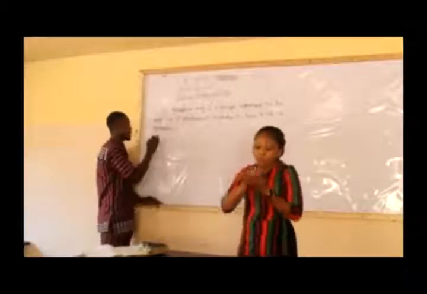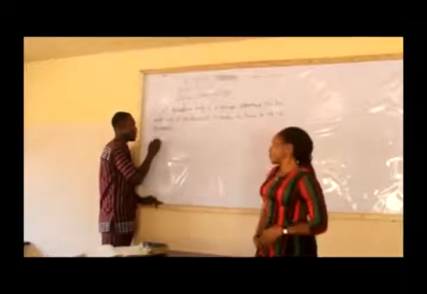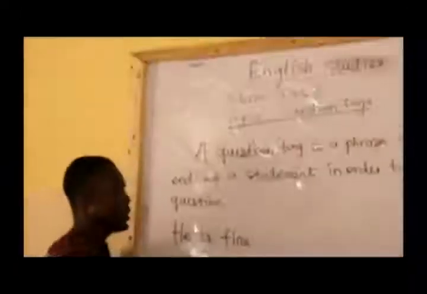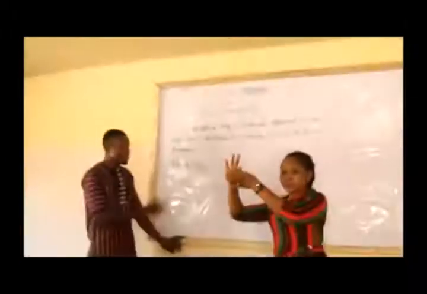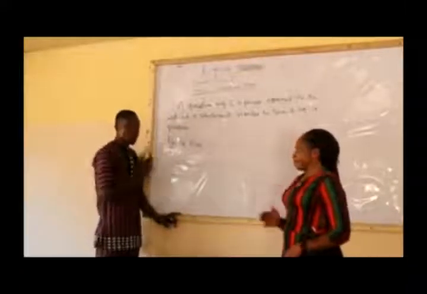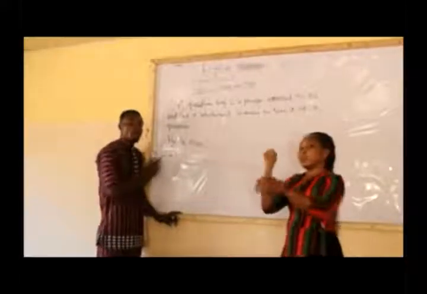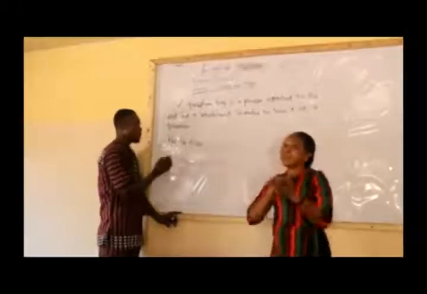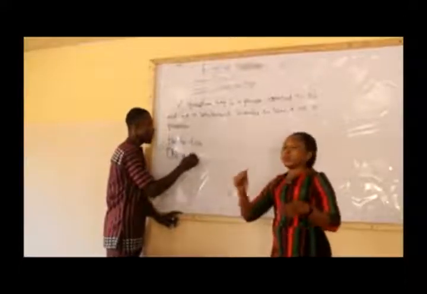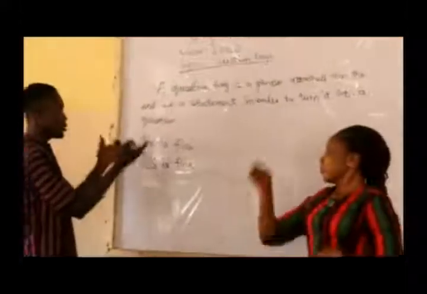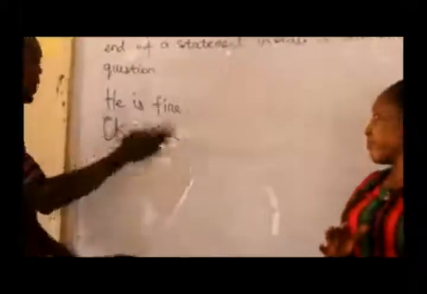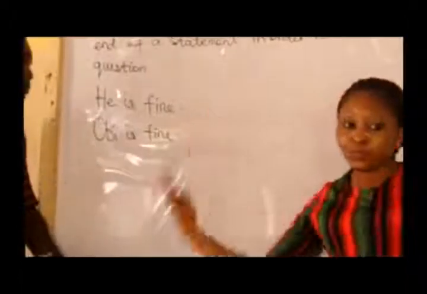For instance, look at an example here. He is fine. This is a statement. This is a statement. He is fine. This is what we call a subject. It's a pronoun, a third person singular pronoun. We can make it a noun. We can say Obi is fine. Now, these two sentences are the same. They are both statements of fact. He is fine or Obi is fine.